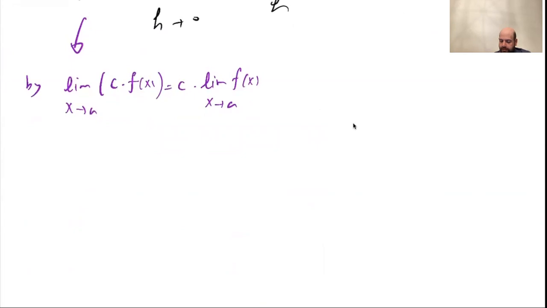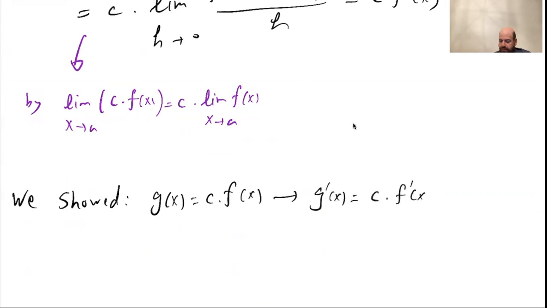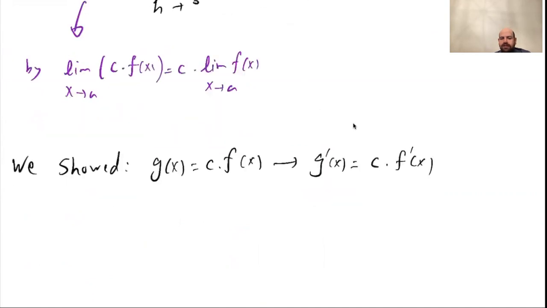Okay, so that's it. So we showed that if g of x is equal to c times f of x, then g prime of x is equal to c times f prime of x. So the constant can always be taken out.